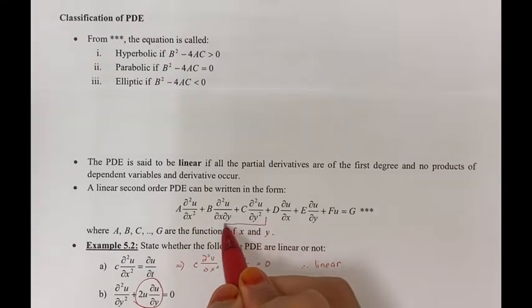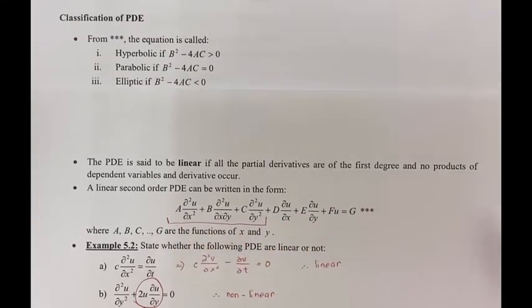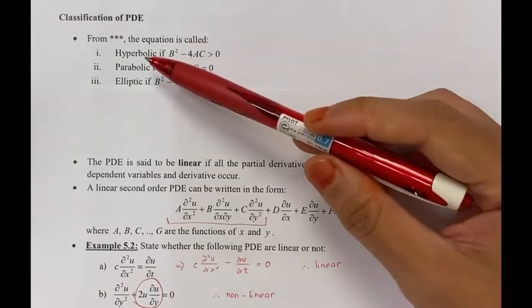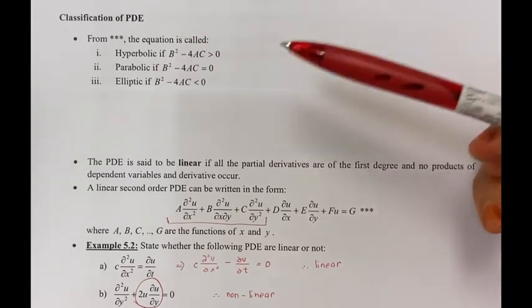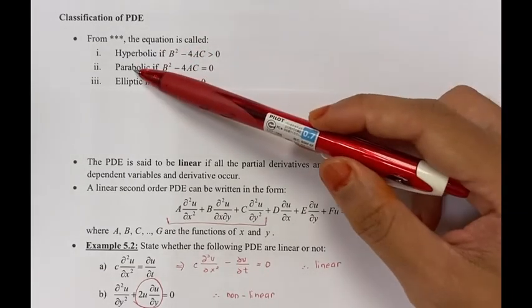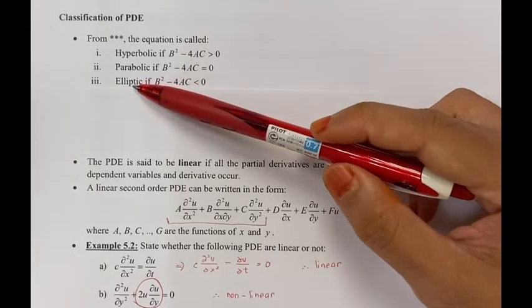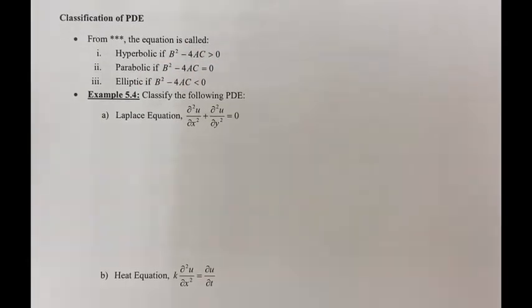Okay, for classification, if b square minus 4ac is greater than 0, it is a hyperbolic PDE. And if it is equal to 0, it is parabolic. Lastly, if it is less than 0, it is elliptic. Example 5.4. Classify the following PDEs. For the Laplace equation, we have three special cases.